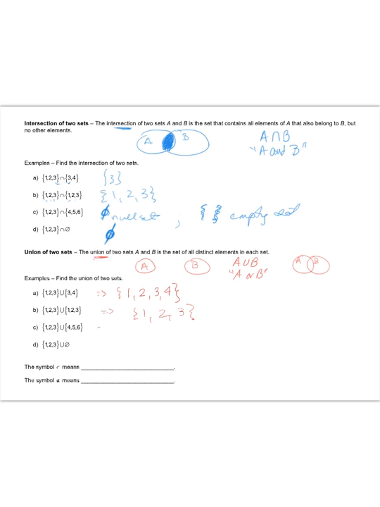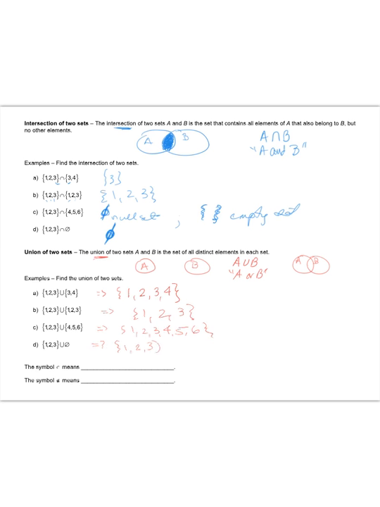Now, what about the union of the next two sets? Well, 1, 2, 3, 4, 5, 6. And what about the last example? Well, the union would be 1, 2, 3.